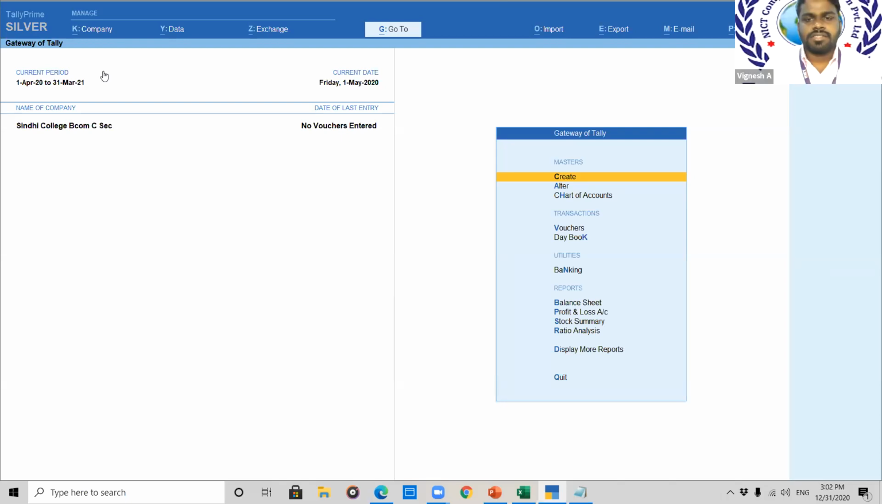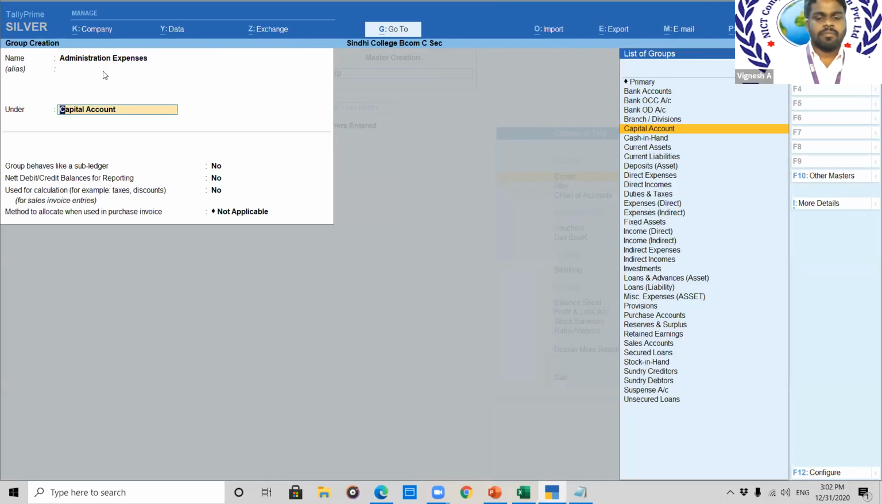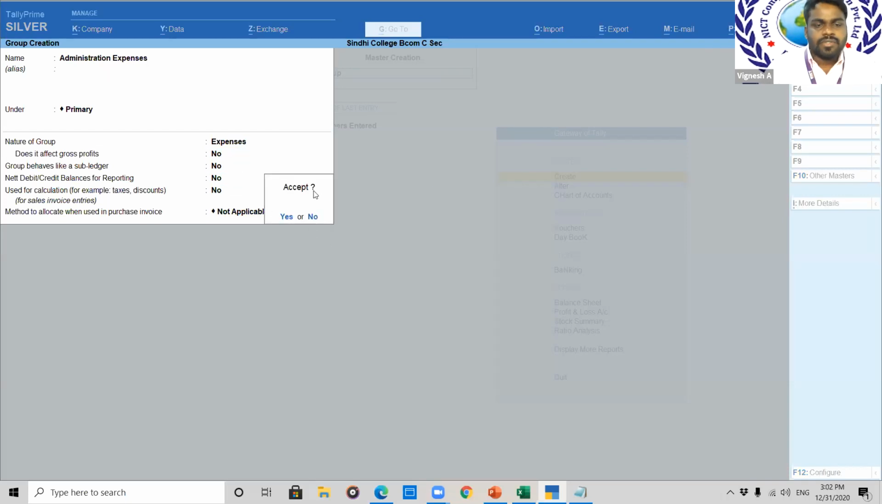Here under your masters, go to create group as administration expenses, which comes under your primary group. I'm selecting it as a main group, and I have to tell the nature of group as expenses, as I'm not putting it under any group. Does it affect your gross profit? I'm telling no, because it is an indirect expense. Just enter and enter, and you will get accept. As I told you previously, there is no save in Tally; it is all accept. Yes, enter. Your group is created.